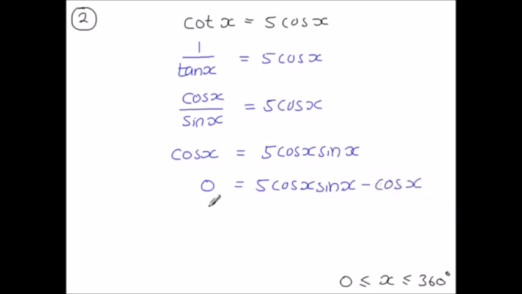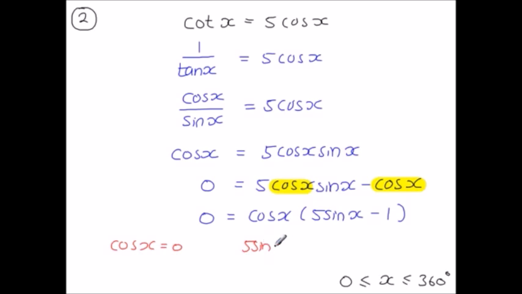And now factorize, because both of these terms have cos x in them. So if I take the cosine of x out, I will have this 5 sine x minus 1 in brackets. So now I'm solving cos x is equal to 0, and I'm solving 5 sine x minus 1 equals 0.